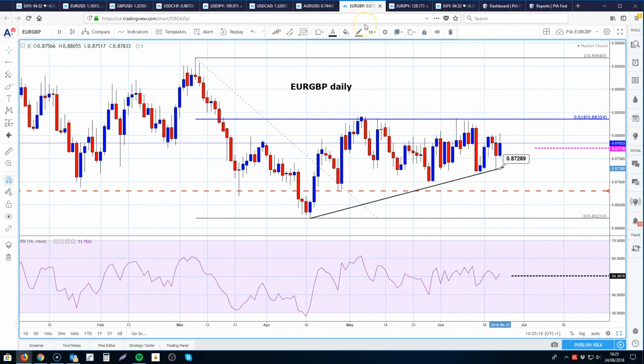Euro sterling, mixed volatile price action. There's a lot of fundamental reasons really why euro sterling is consolidating, because there's basically Brexit fears which are swinging one way to the other, and we've also had a lot of volatility in the euro.